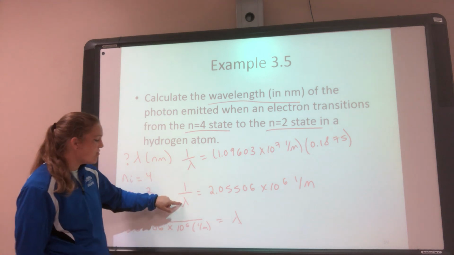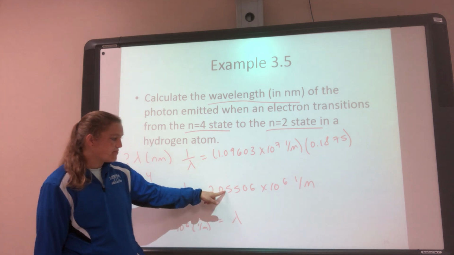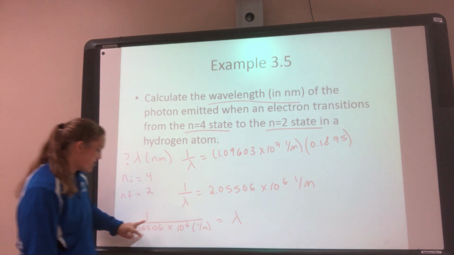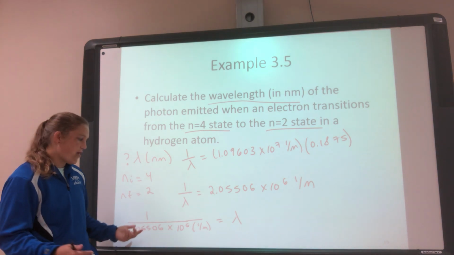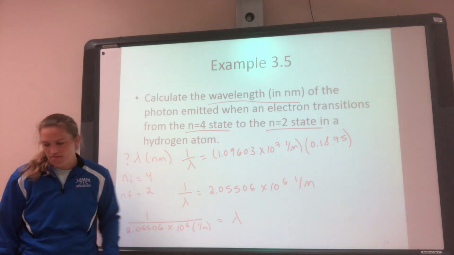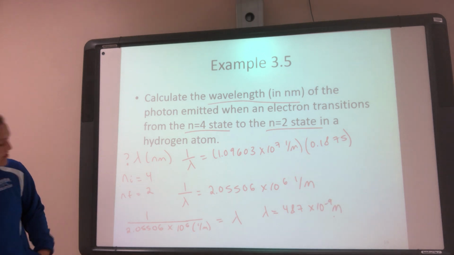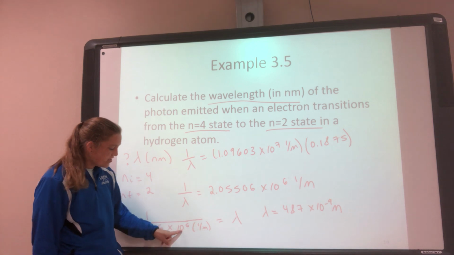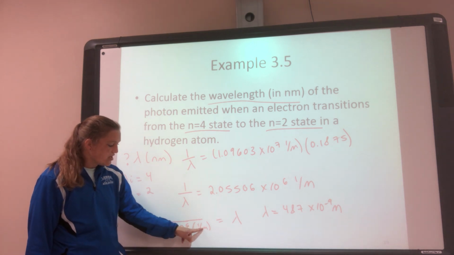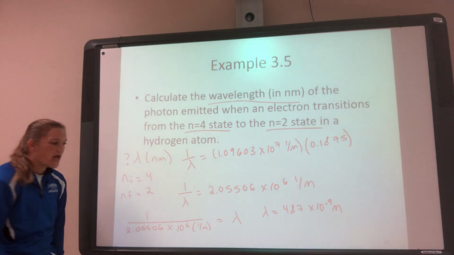Another way you can think about this is if I want lambda on top, if I flip these so that it's lambda over 1, then I have to flip this. If this is 2 over 1, then I have to flip it so it's 1 over. However you want to think about it. So flip it, get that. So now you want to do 1 divided by this guy. If you do 1 divided by that guy, you get 487 times 10 to the negative 9 meters. And the reason we get meters is because this is 1 over a meter, but he's on the bottom. So if he's a 1 over a meter when he's on the bottom, it actually flips him to be a meter.